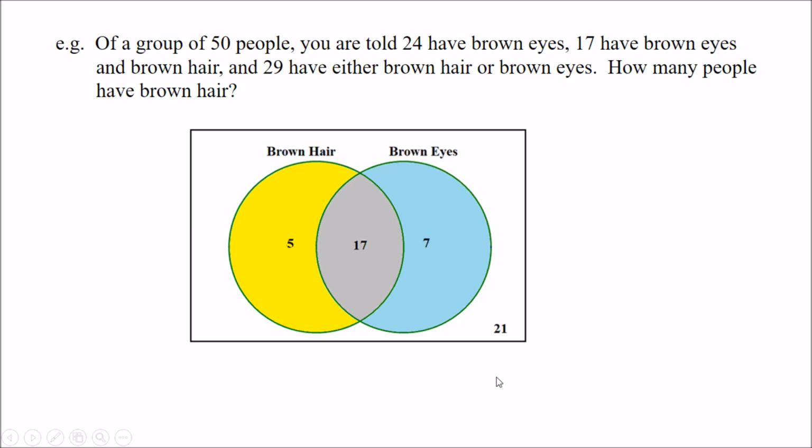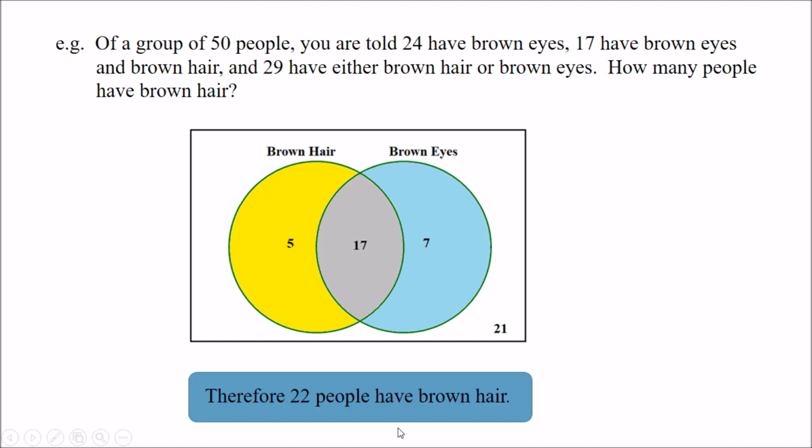Now, I really don't need this 21 number to answer the question, how many people have brown hair? Well, it's everyone inside this circle, which is 22.